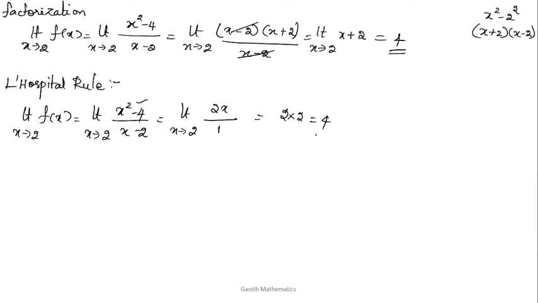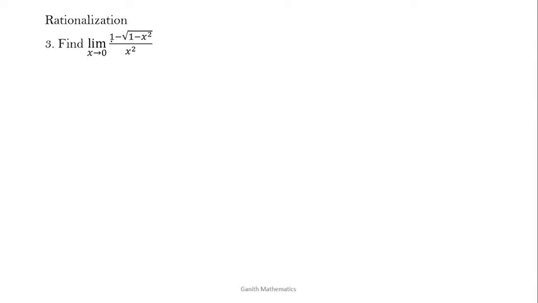Okay, we'll move to the next methodology, that is rationalization. Look at this problem. It is a little bit tricky because it has some square root within it. Suppose I am substituting the limit in this. In the numerator it will be 1 minus square root of 1 minus 0. 1 minus 0 will be 1. Again it will be square root of 1, so square root of 1 will be 1. So 1 minus 1 in the numerator is 0. The denominator is also 0. So you will get an indeterminate form. Right? Solution.